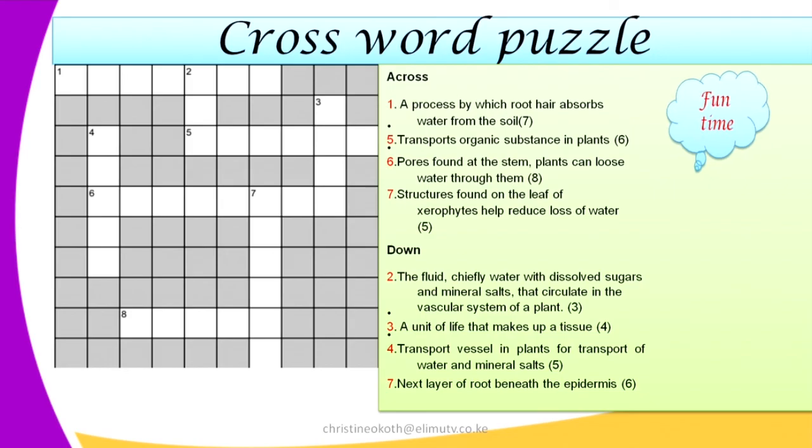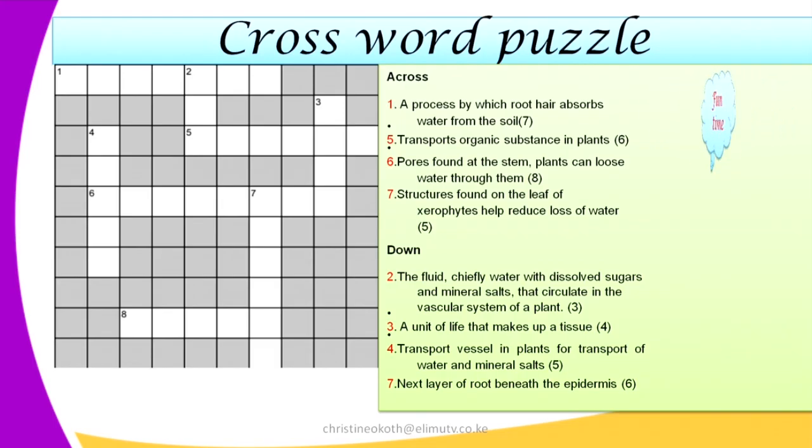Then 7 across, the structures which are found on the leaf of the xerophytes that help to reduce loss of water. It's a 5-letter word. Then down, the first one, 2, it's the fluid, chiefly water with dissolved sugars and mineral salts that circulates in the vascular system of a plant. It's a 3-letter word. At 3 down, it's a unit of life that makes up a tissue. It's a 4-letter word, very common in biology.